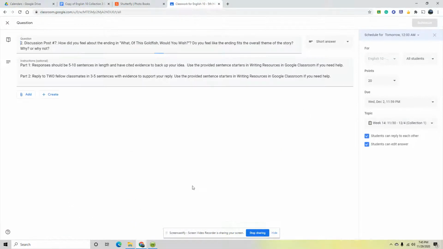So let's take a look at this. Discussion post number 7. How did you feel about the ending? And then do you feel like the ending fits the overall theme of the story? Why or why not? In order to answer that, you're going to have to make a decision. What is the theme? Your responses should be 5 to 10 sentences in length.